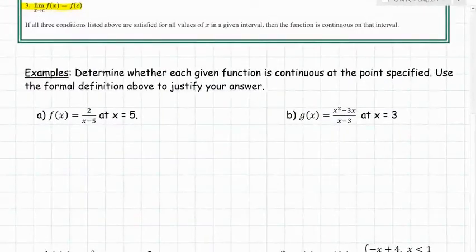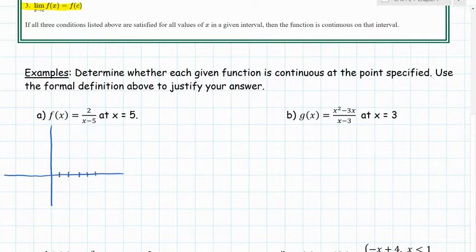Okay, so let's look at example A. We have f of x equals 2 over x minus 5. And so graphically, we can just draw a quick sketch and we'll see this has a vertical asymptote at x equals 5. And this is just a translation of y equals 1 over x. And so its graph would look like this. The 2 on the top just creates a vertical stretch, so that doesn't really change the shape too much. So our graph's going to look like that.